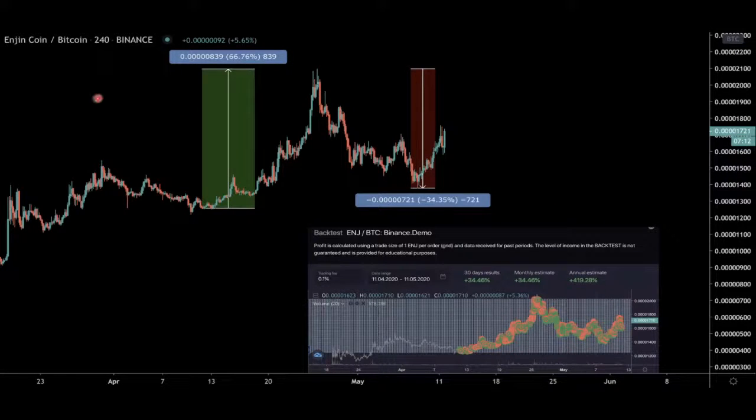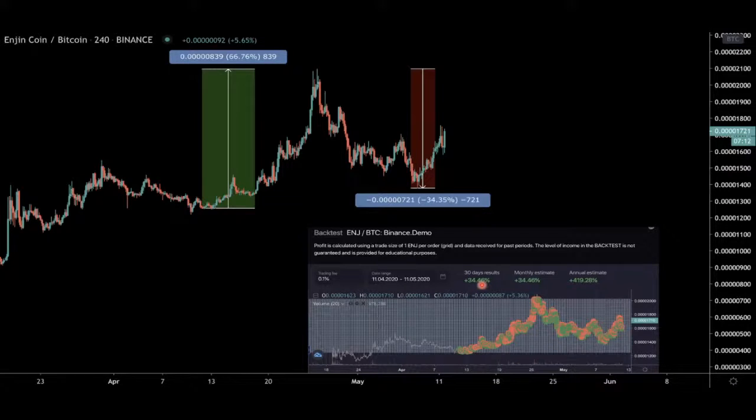This is the example of NG coin trading to Bitcoin, and I decided to backtest the algorithm, taking the period from the 11th of April to the 11th of May. So that's exactly 30 days. And if I would have launched the bot back at that time, the bot would have managed to generate 34%. All right. So that's the result of the backtest.